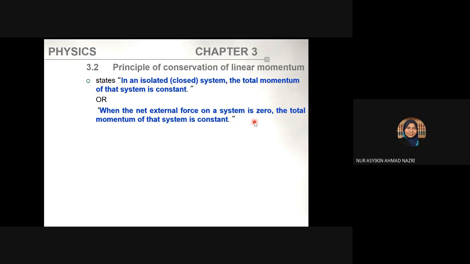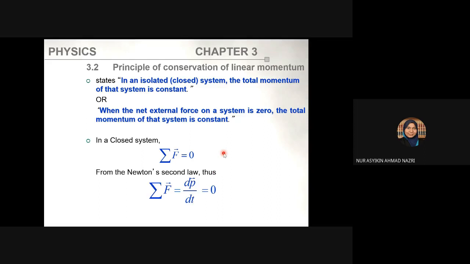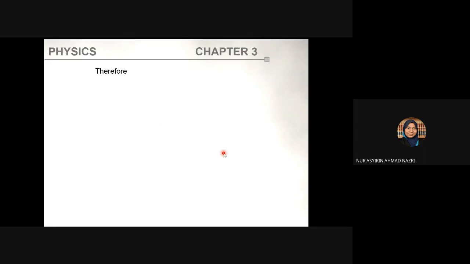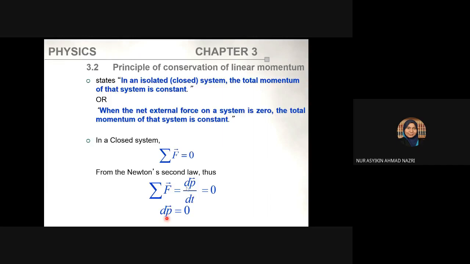Maksudnya dia kena external force on the system is zero. The total momentum of the system is constant. Maksudnya it's about collision. Okay, akan berlaku collision yang ada impact lah. Okay. Alright, so it means that net force equal to zero. Okay, so from Newton's second law, the change of momentum equal to zero. So we get the change of the momentum equal to zero.